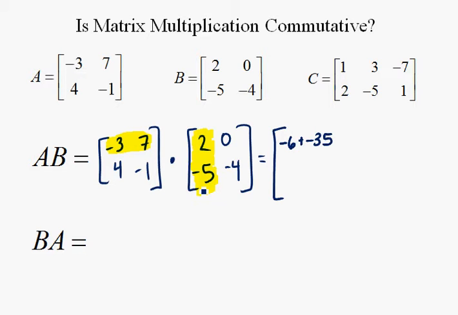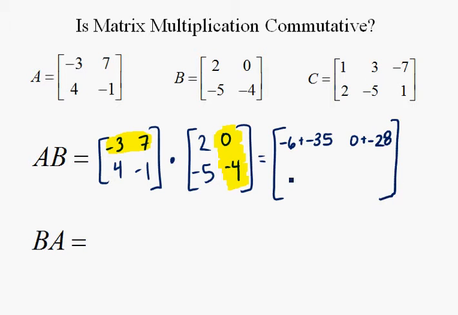Next, if I want to find the entry in the first row second column of my result, I need to take the first row of matrix A and the second column of matrix B and do the same process. -3 times 0 is 0, plus 7 times -4 is -28.